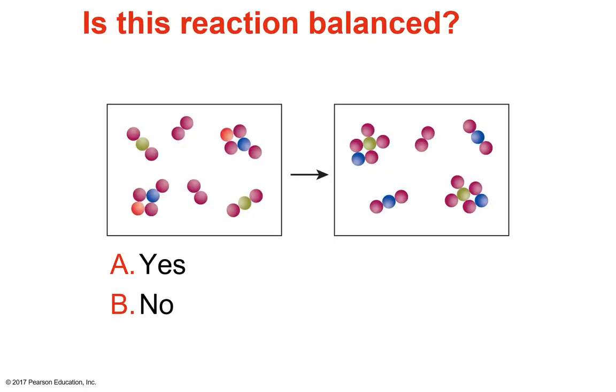So here's our first clicker question. Is this reaction balanced? Yes or no? So it's a simple question as far as, we have 2 options, yes or no. And each color is an atom. So you have green, red, let's call that magenta, and blue are the different types of atoms involved. And remember the additional blue ones come from on the right side.